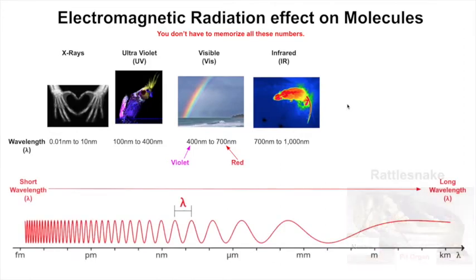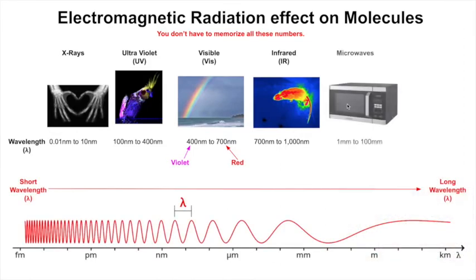Okay, and so moving on, we got microwaves. Microwaves have longer wavelengths, 1 millimeter to 100 millimeters. And we use those to cook our food.